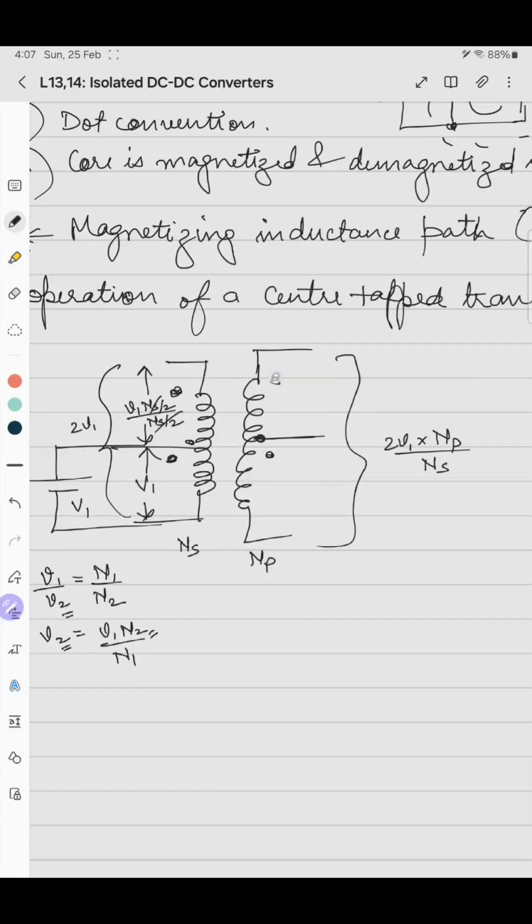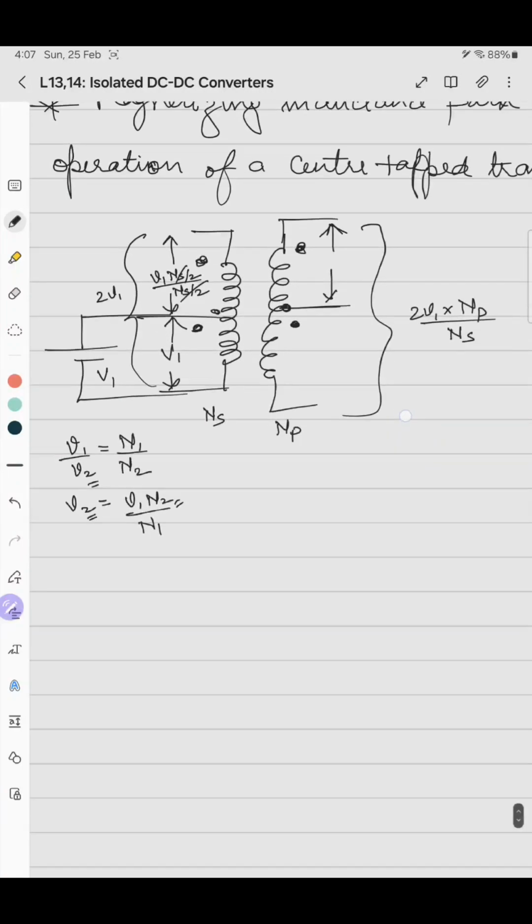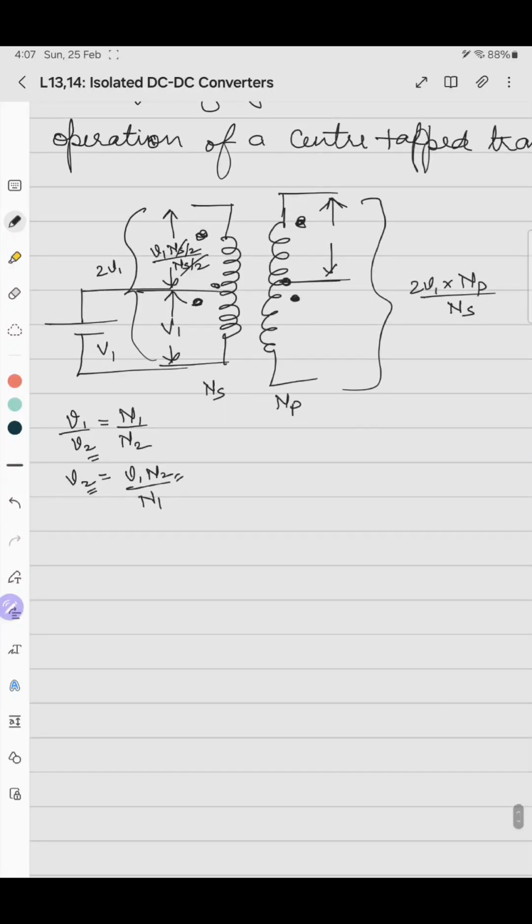Then based on the number of turns, if you want to see voltage, what is the voltage induced across this winding, so we have to see this. So there are 4 windings: winding number 1, winding number 2, number 3, and number 4. Only one is the source. So what will be right is V2 will be, this is V2. What is V2? It is V1 N2, that is NS by 2 divided by N1, that is NS by 2.